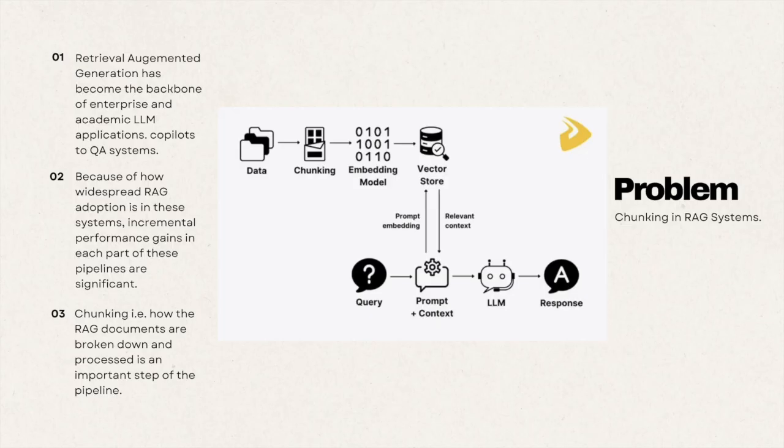And therefore, what we seek to optimize here is chunking, which is how a document is broken down and pre-processed before storing into the vector store for querying. This step is an important part, and improving it can lead to significant improvements in the whole RAG pipeline.